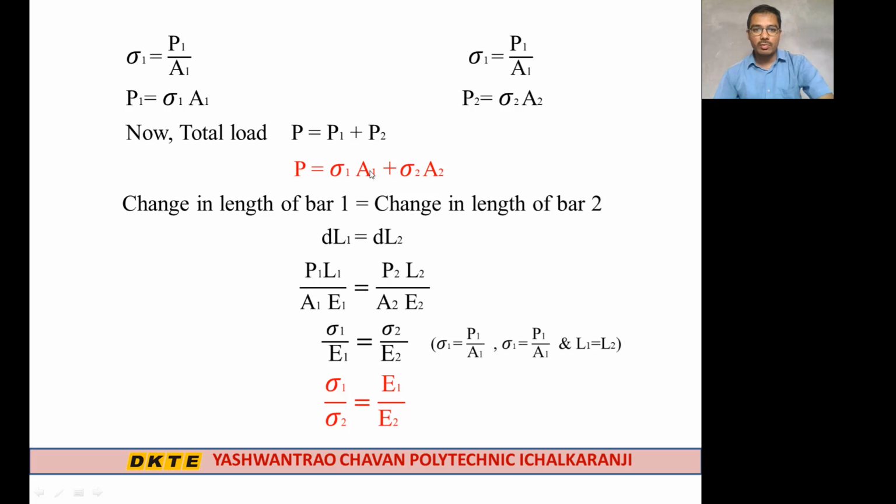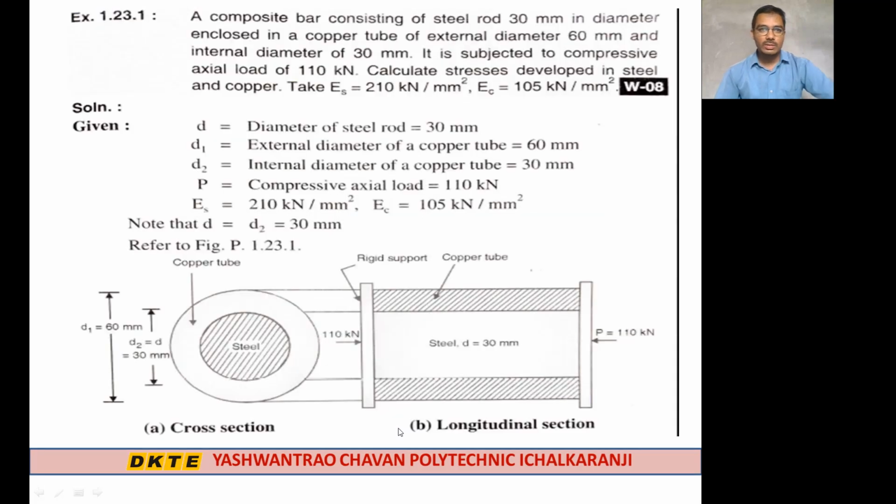P is equal to sigma 1 A1 plus sigma 2 A2 and sigma 1 by sigma 2 is equal to E1 by E2. Let us discuss with problems. A composite bar consisting of a steel rod of 30 mm diameter enclosed in a copper tube of external diameter 60 mm and internal diameter of 30 mm. It is subjected to a compressive axial load of 110 kN.